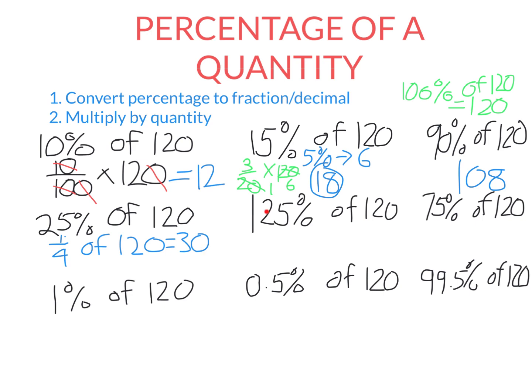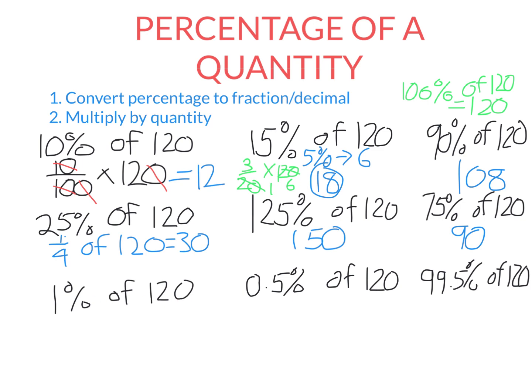So we can use this to find 125% of 120. So when you're finding more than 100%, our answer is going to be more than the original. It's going to be more than 120. So 100% is 120, 25% is 30. Let's just add those together. 100% plus 25%. So 125% of 120 is 150. What about 75%? Well, 25% is 1 quarter, 75% is 3 quarters. So we could just go 3 times 30, which is 90. That's 3 quarters of 120.